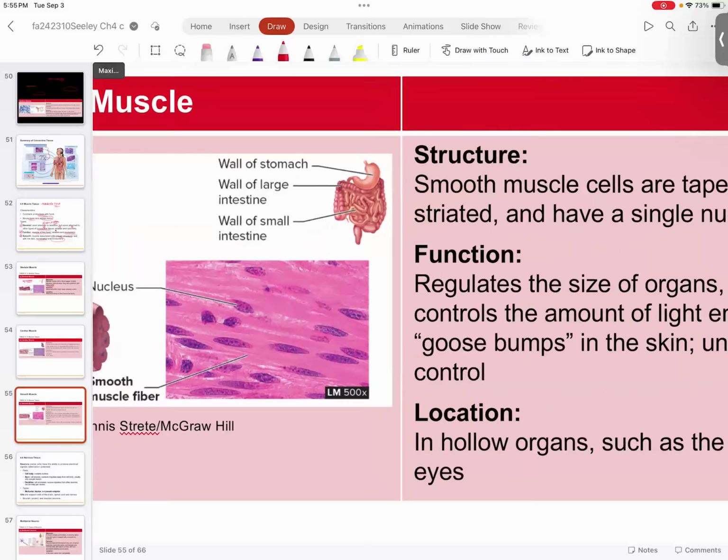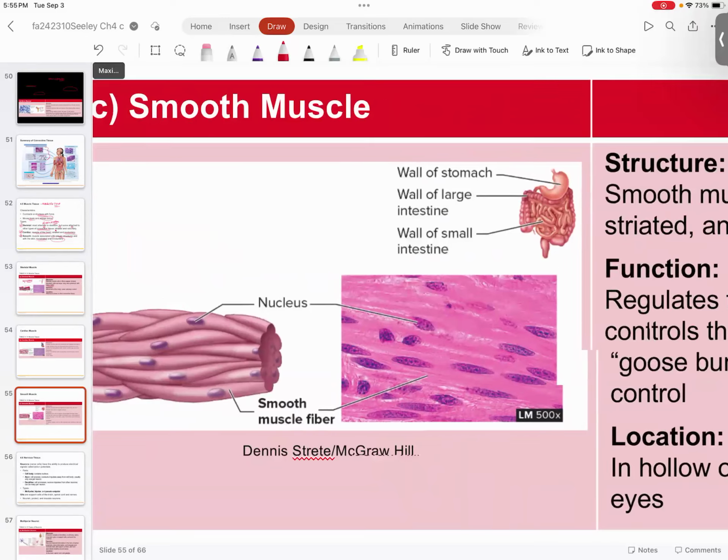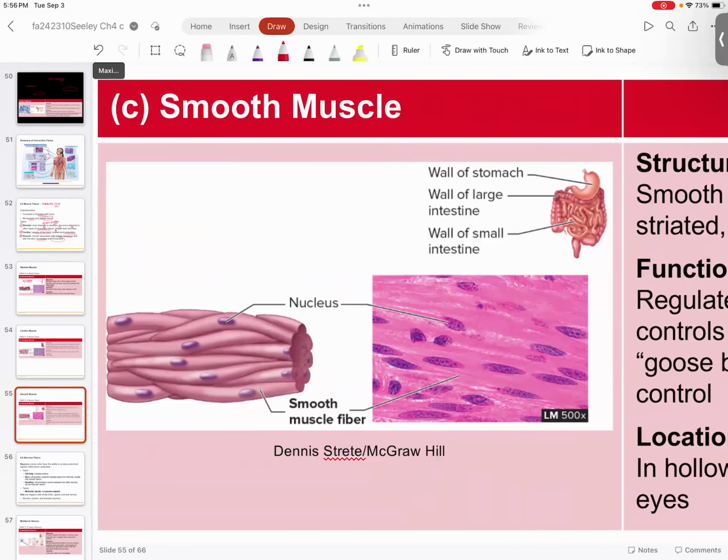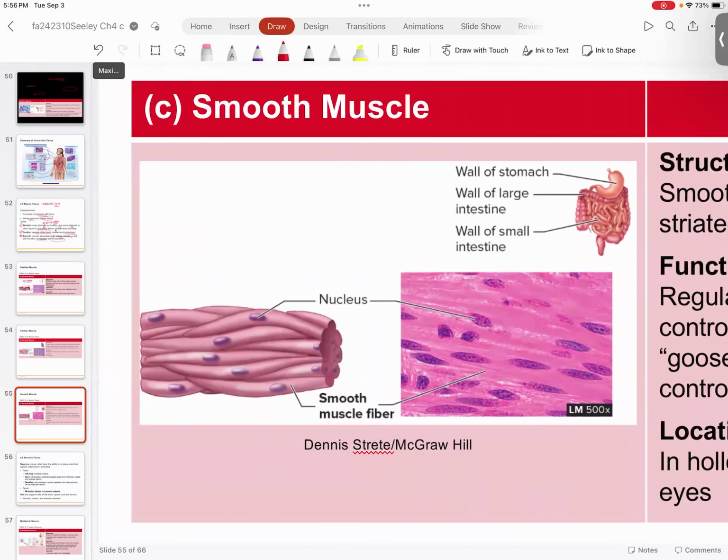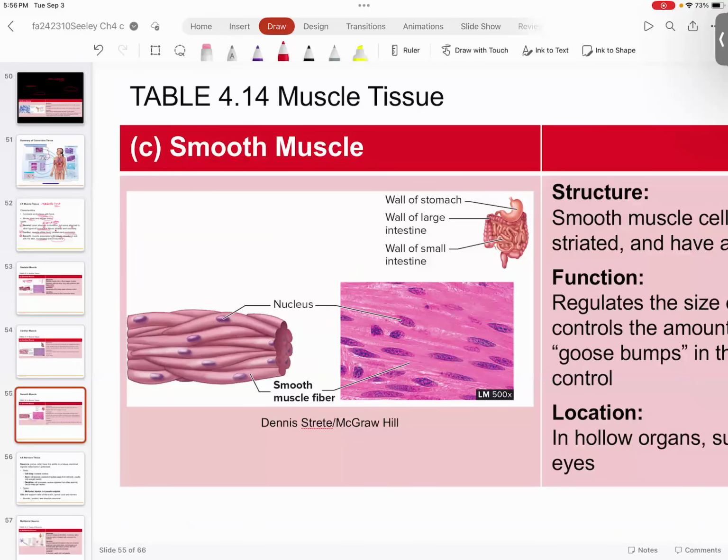Smooth muscle then looks like a bunch of gummy worms sliding across each other. Looks like a handful of worms. And so you can see they're more spindle shaped in nature. They have typically one nucleus per cell. And they're not striated.